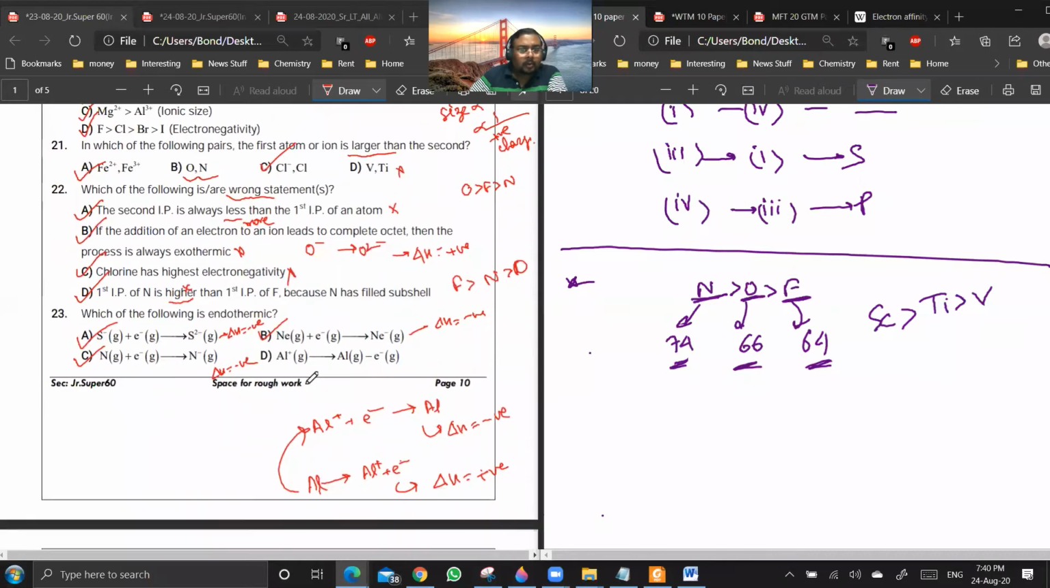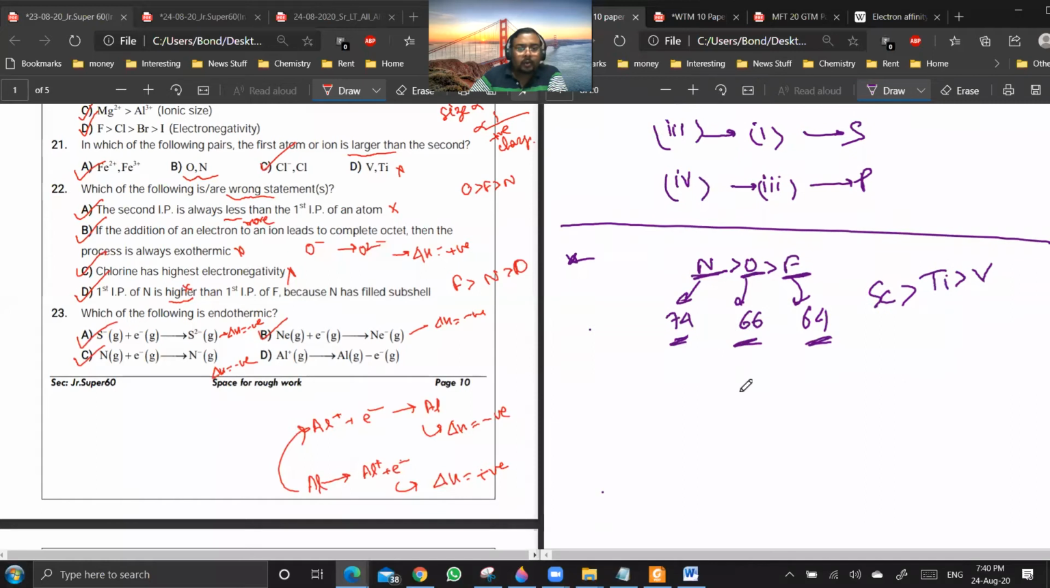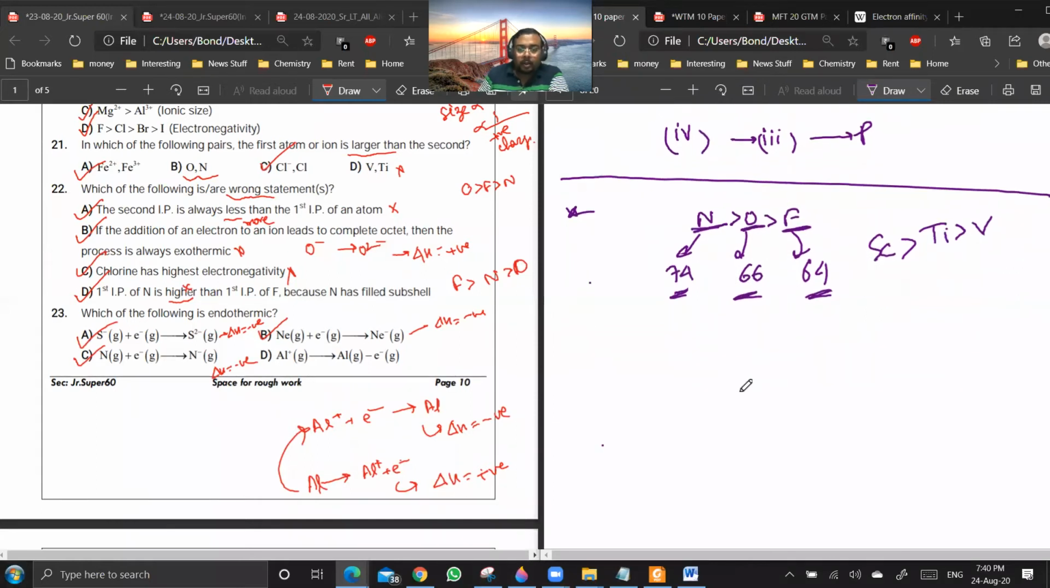22nd. Last option. First ionization potential of nitrogen is higher than first ionization potential of fluorine. That is incorrect. I have told you that due to the stable configuration, the trend is temporarily disrupted. So you see, we have carbon, nitrogen, oxygen. Fluorine is still greater than nitrogen. So it is fluorine greater than nitrogen greater than oxygen greater than carbon. Getting the point? Yes, sir. Halogens are supposed to have the highest ionization energies in their respective groups, if you are not considering noble gases.